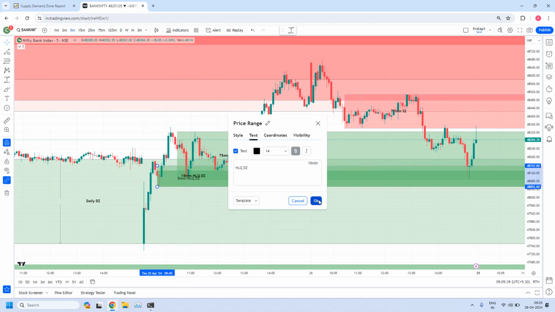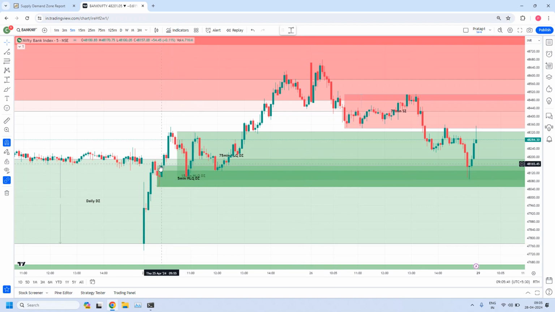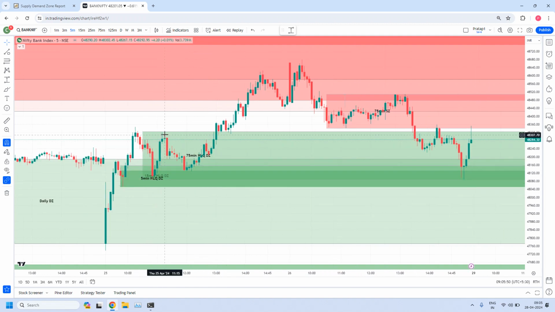Now you will be having clarity. So we have a 15-minute zone. Within 15, you have a 5-minute zone. From this 5-minute zone, the orders are picking up. The entire thing is a 75-minute zone, a 75 minutes high liquidity zone. Within the 75 minutes high liquidity zone, we have a 15 minutes high liquidity zone, again having a 5 minutes high liquidity zone.